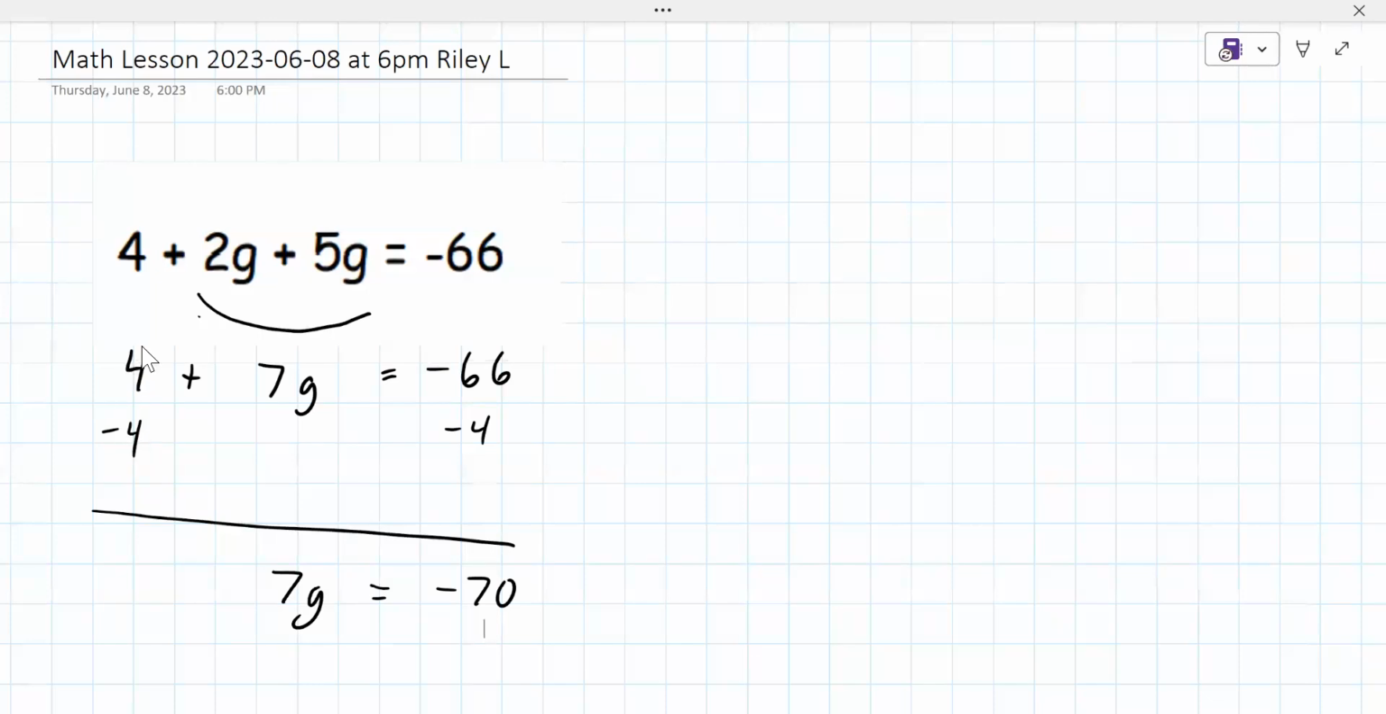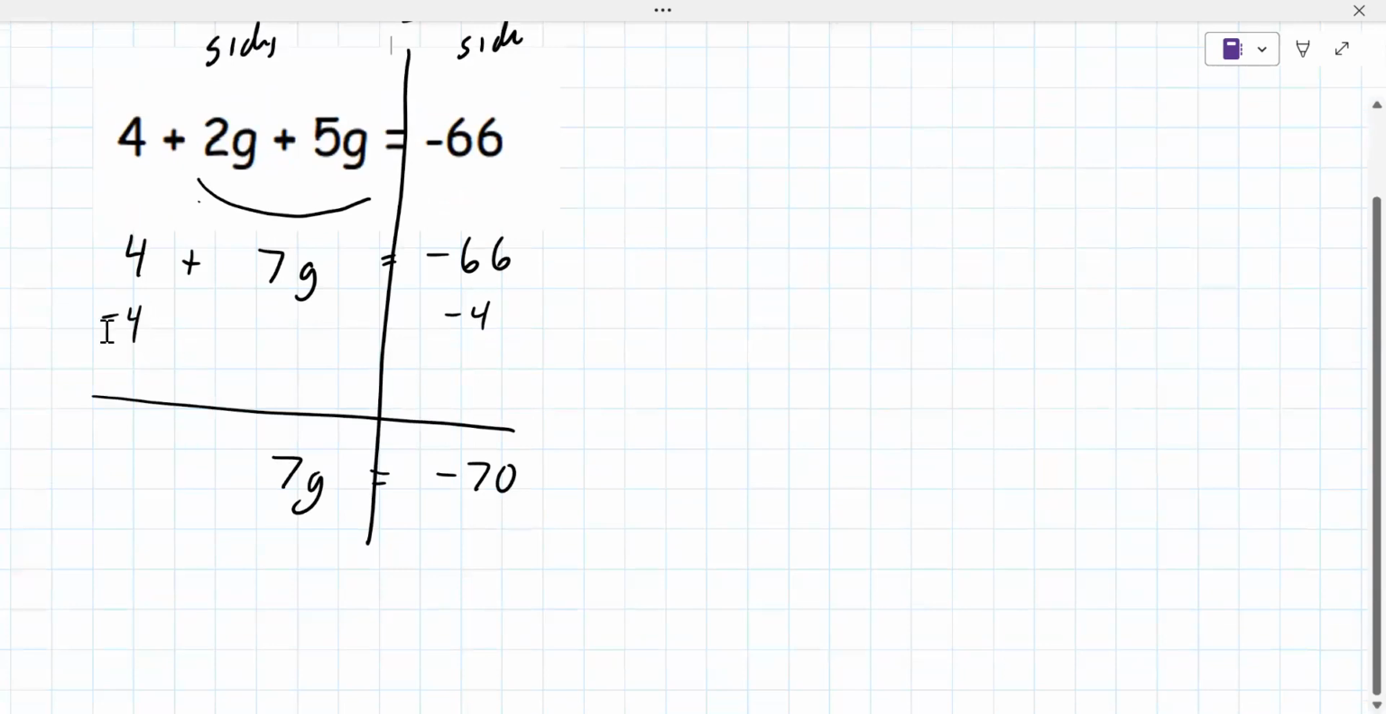It's always shown underneath. And when I keep saying side, just to be clear, I mean the sides of the equation. They're separated by the equal sign, like left side, right side. It's always on one side and then the other. And then to undo this multiplication by 7, you divide by 7. G equals negative 10.